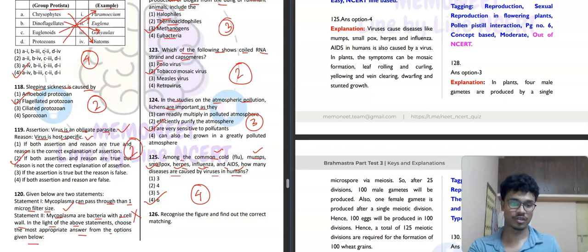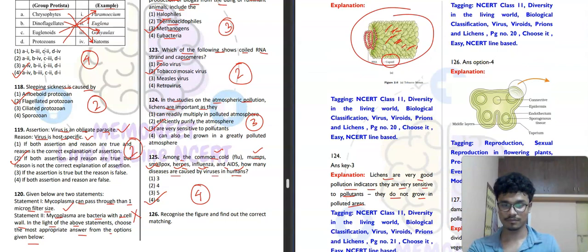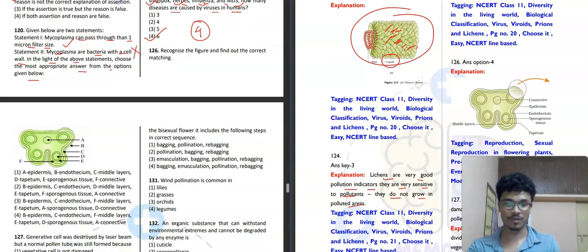Moving towards the next question, 126. Okay. Now this question is from sexual reproduction in flowering plants, a diagram based question. So this is asking about A, B, C, D, E. Okay. So now here you can see that A is the connective. Now the next one, B, is the epidermis.